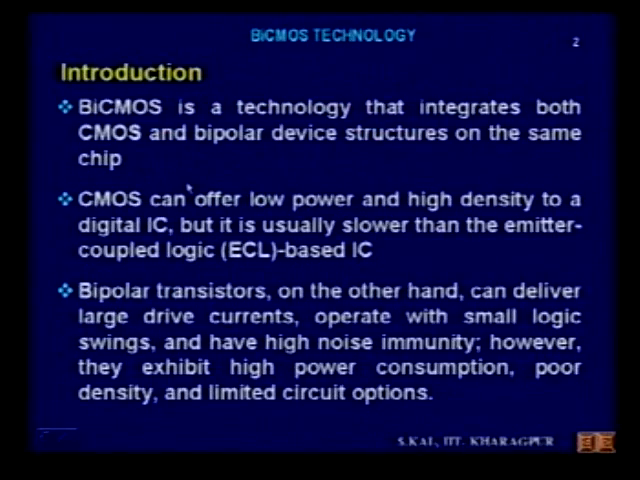Bipolar transistors can deliver large drive currents. They operate with small logic swings. These are advantages of bipolar transistors. They can deliver large drive currents, which CMOS cannot do. Bipolar transistors have high noise immunity. However, they exhibit high power consumption, poor density, and limited circuit options. These are the demerits of bipolar. Large drive capability, operation with small logic swings, and high noise immunities are the advantages of bipolar transistors.